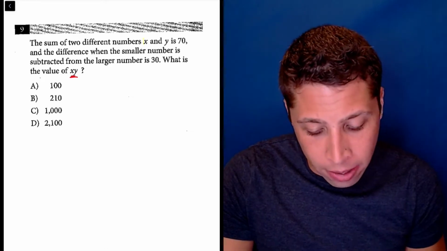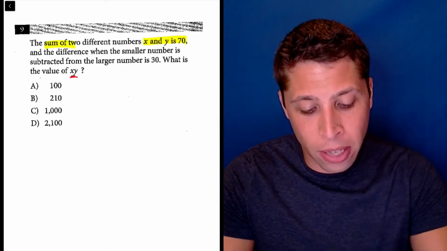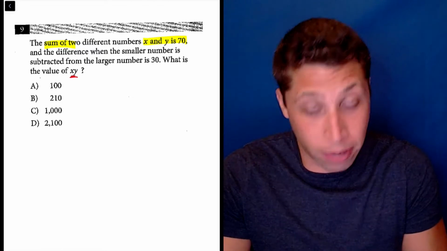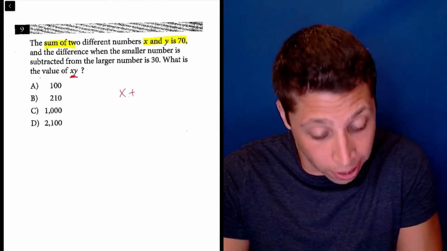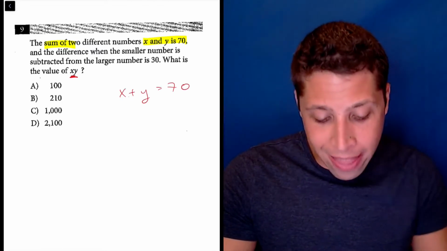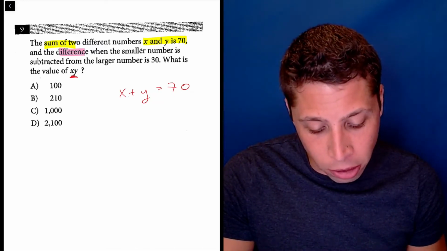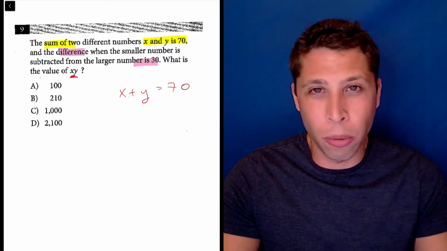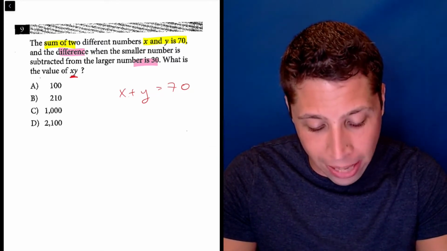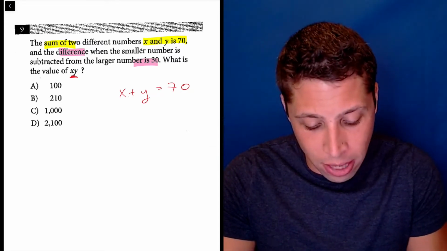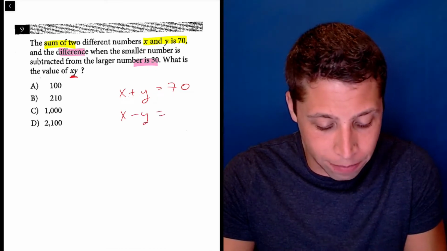X and Y, the sum of those two numbers is 70. Okay, you know how to write that. Sum means add. X plus y is 70. Okay, great. And then the difference when the smaller number is subtracted from the larger is 30. Well, we don't know which is which, so we don't have to worry about x and y being different things, just x minus y is 30.